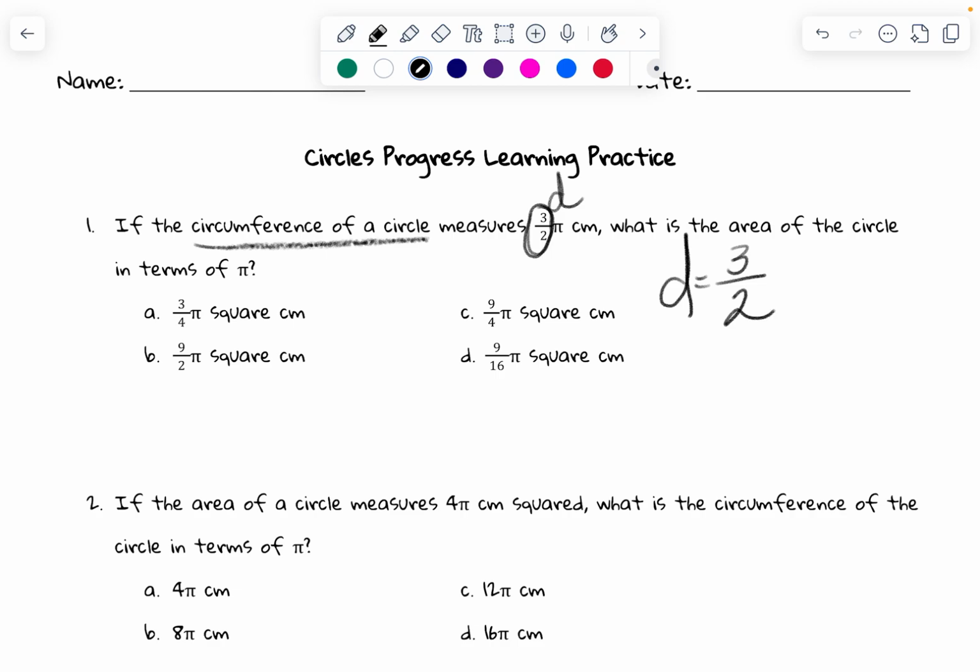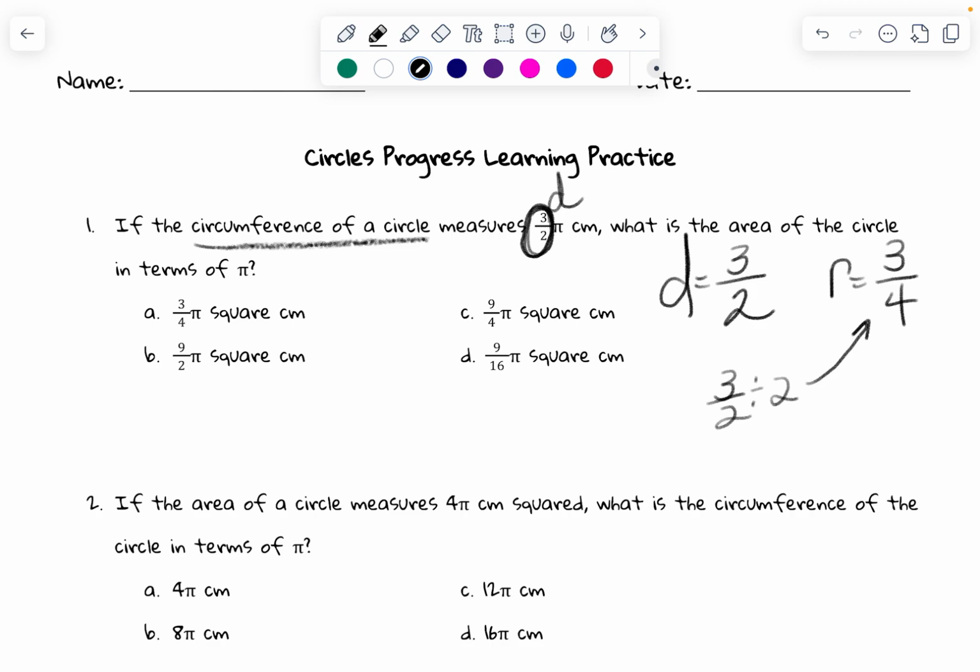And when we take 3/2 and divide that by 2, we get 3/4. So R is going to be 3/4 because I just divided 3/2 by 2. 3/2 divided by 2 is going to give me that. Okay? Now, when you're given the circumference, that is D.